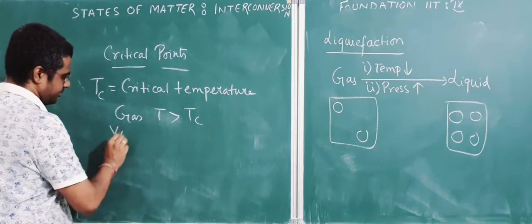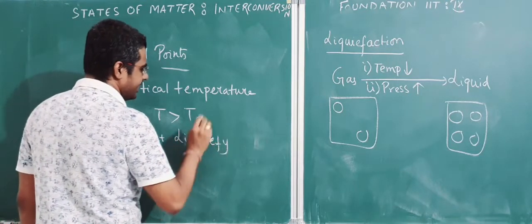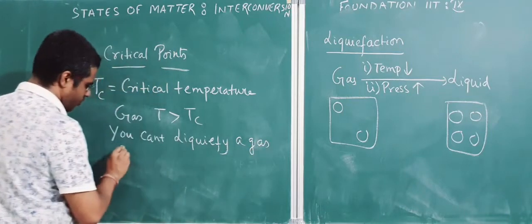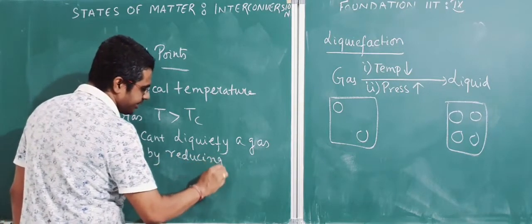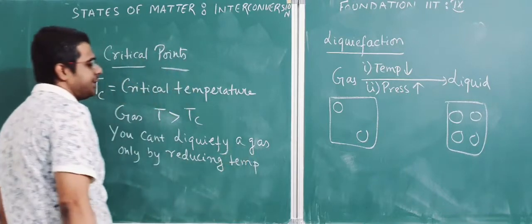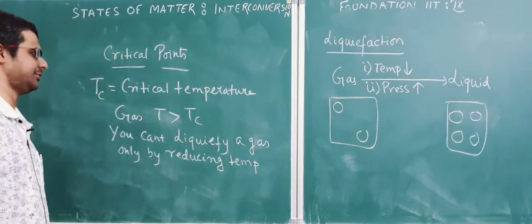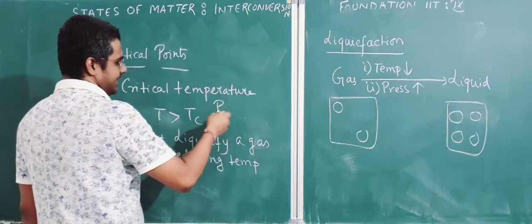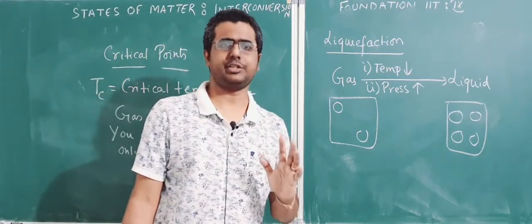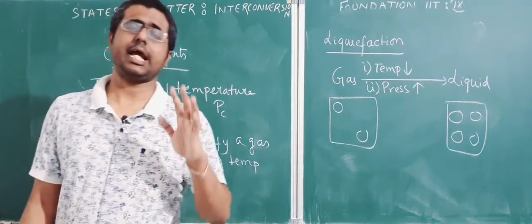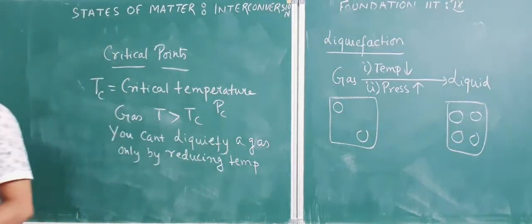then you can't liquefy a gas only by reducing temperature. So in this case you have to apply both the methods. There is another term which is called PC, definitely critical pressure. You can write down, critical pressure is the pressure at which gas can be liquefied at critical temperature. So if the gas is at critical temperature, you need to have critical pressure to liquefy the gas. Okay? Clear?